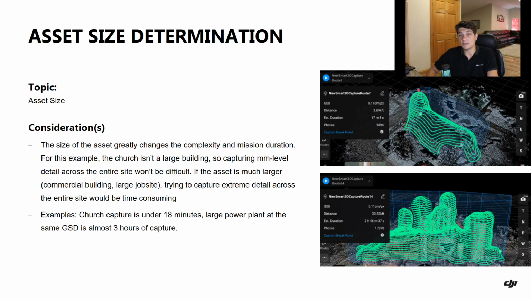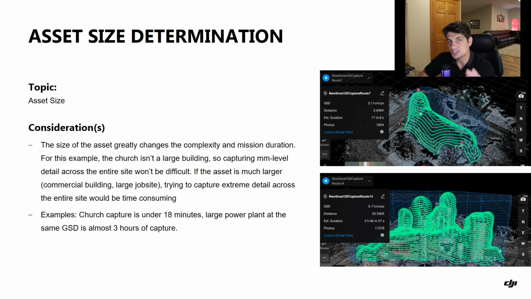So first off, it's talking about the asset size determination. This is somewhat similar to what we talked about earlier. Do you need to cover the entire asset? How large is that asset? So the topic being asset size. The main considerations to think about would be the size of the asset greatly changes the complexity and the mission duration. As you can see at the top screenshot here, we have a 3D model of a church that we're looking to fly with 0.11 centimeters per pixel. That mission's only going to take 17 minutes.